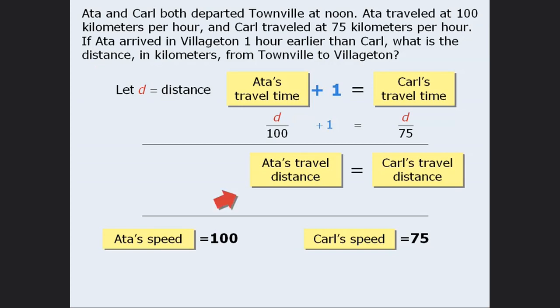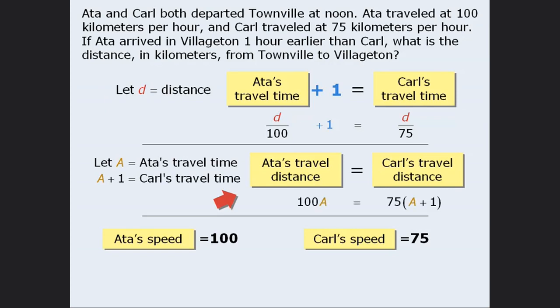What about the middle equation? To use this equation, we already had the speed of each person, but we needed to assign variable expressions to the travel times, which meant the resulting equation was in terms of Ada's travel time.